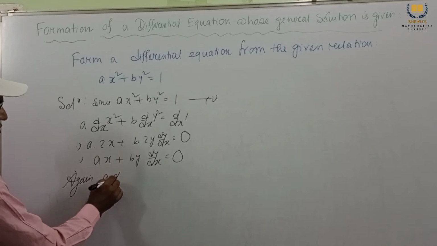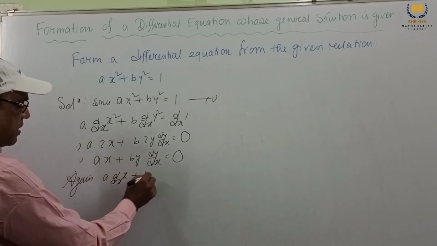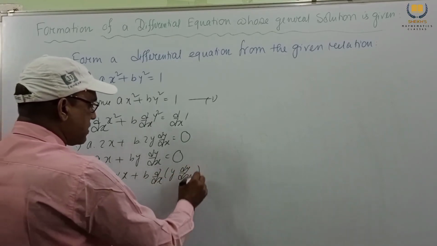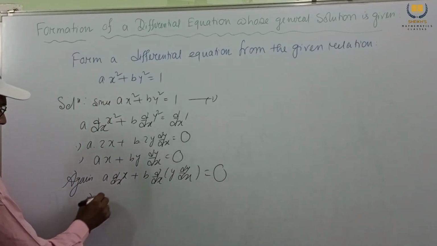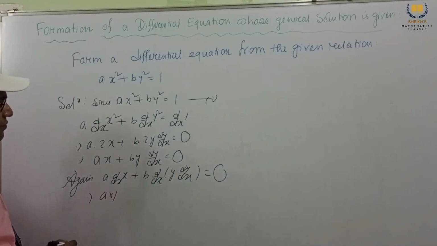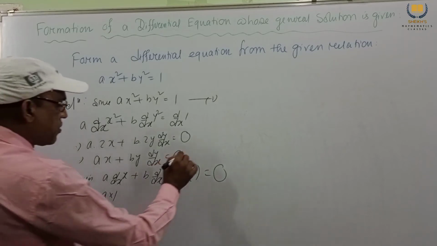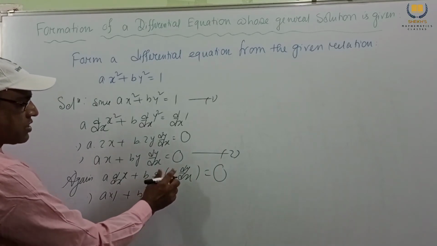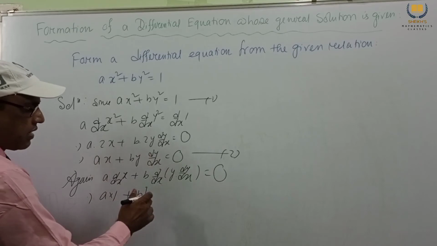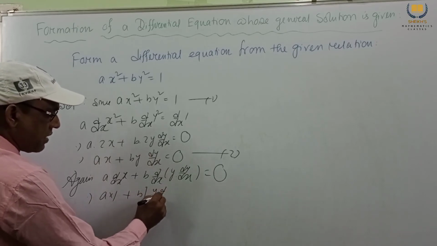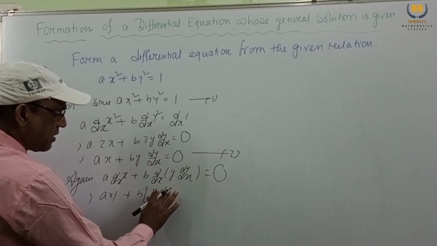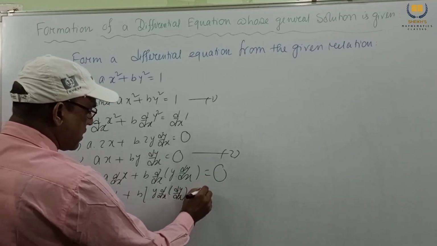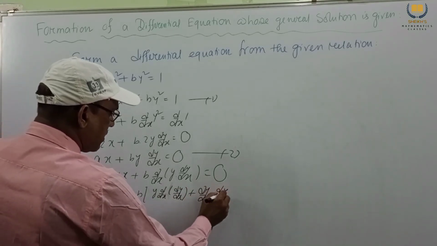We differentiate both sides with respect to x. a and b are constants, so they will be outside. d dx of ax gives a into 1, and this is number 2 we consider. For b times y dy dx, this is a product of two functions: first function times d dx of second, plus second function times d dx of first.